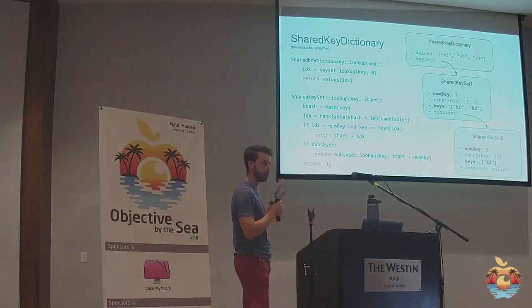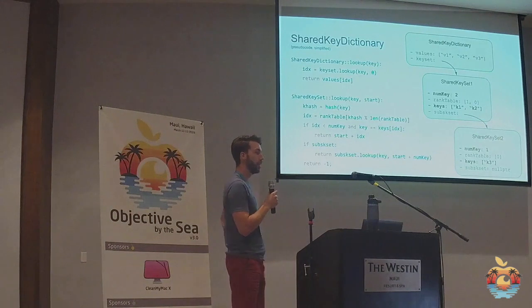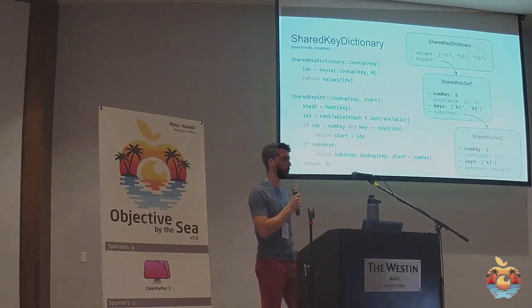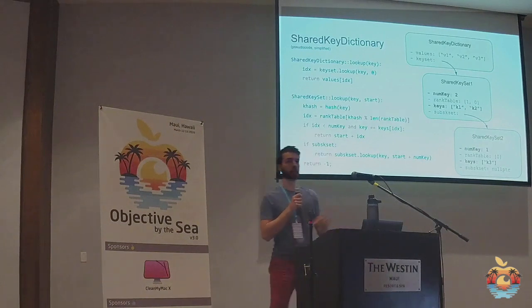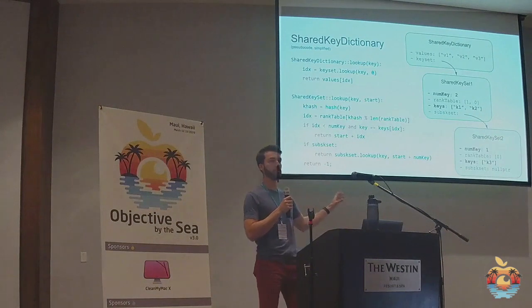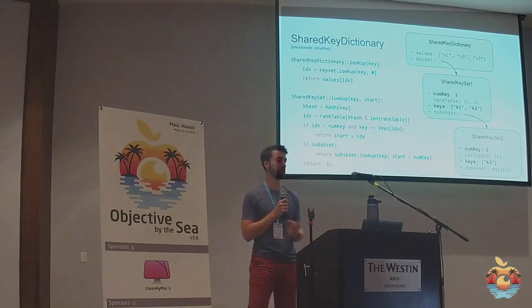So here, in reality, this is Objective-C, but I've made it pseudocode. Python-ish pseudocode, I guess. The lookup for the shared key dictionary works basically by using a key set to get an index, and then using that index to index into some array. So every shared key dictionary has a values array and a key set.